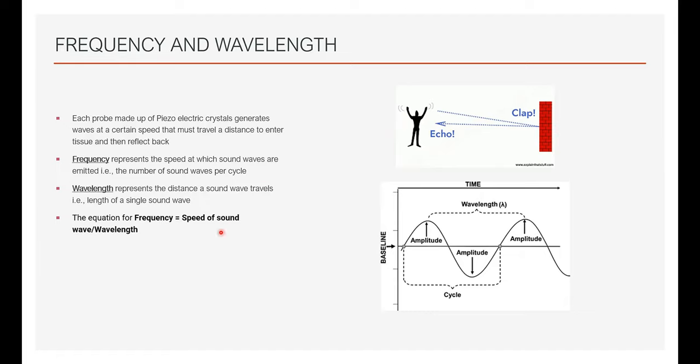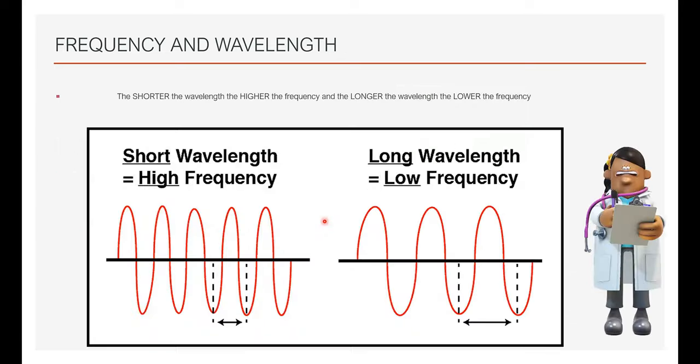And clearly, whatever sound wave is generated has to travel a certain distance, which is what we call wavelength. And it's this interaction that helps us determine how far we're going to be able to penetrate into any tissue. When you use a higher frequency, the time or interval between sound waves is reduced. So you're able to bombard a lot of sound waves in a shorter period of time, but they will travel a shorter distance. When you use a high frequency probe, the attenuation of sound waves is higher.